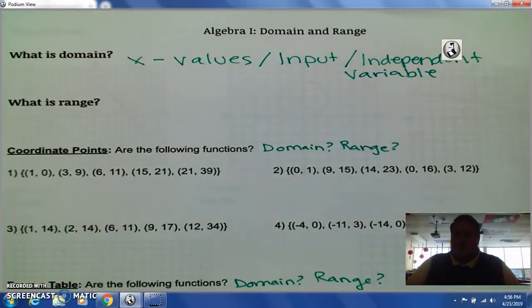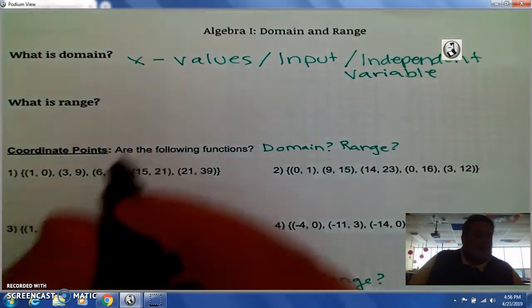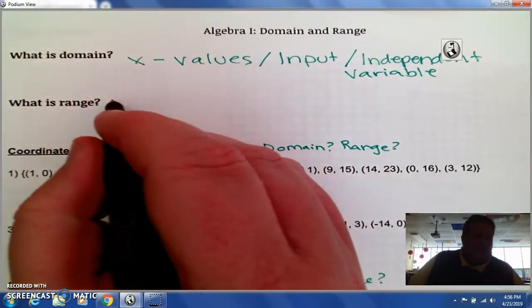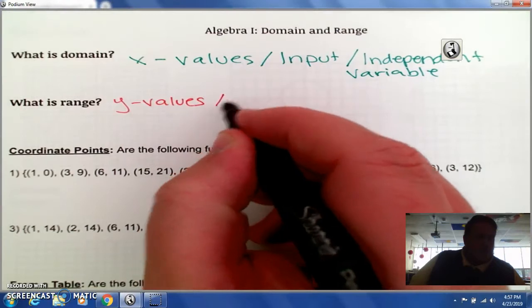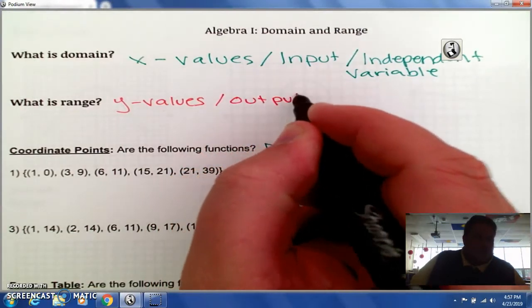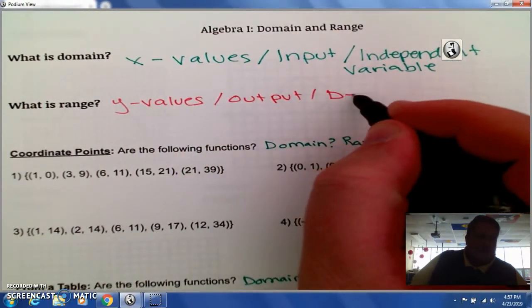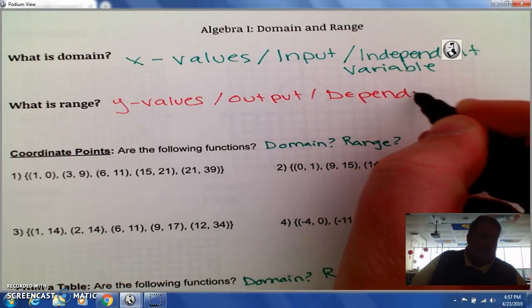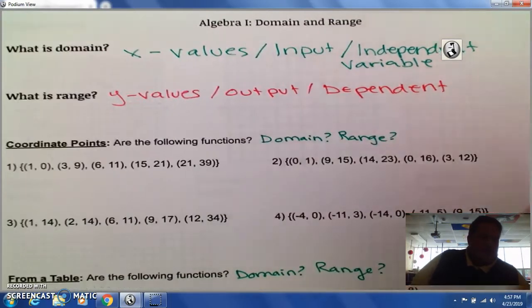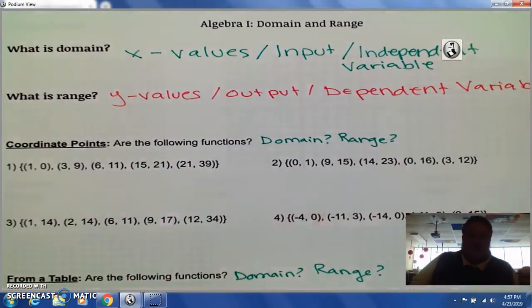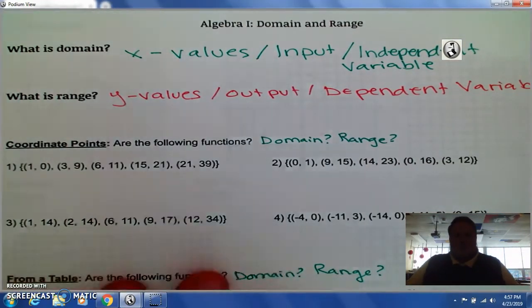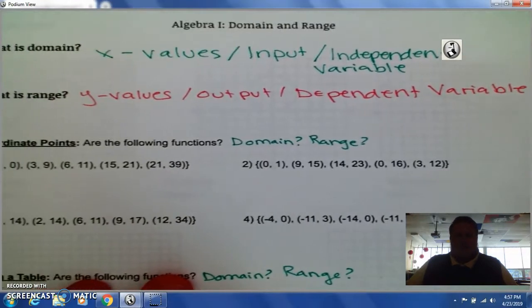Range also has synonyms. It's the opposite. So instead of x, it's the y values, okay? It's your output, or it's the dependent variable. So if they're asking for any of that, they're asking for your range. So there's not enough room, but that says variable.